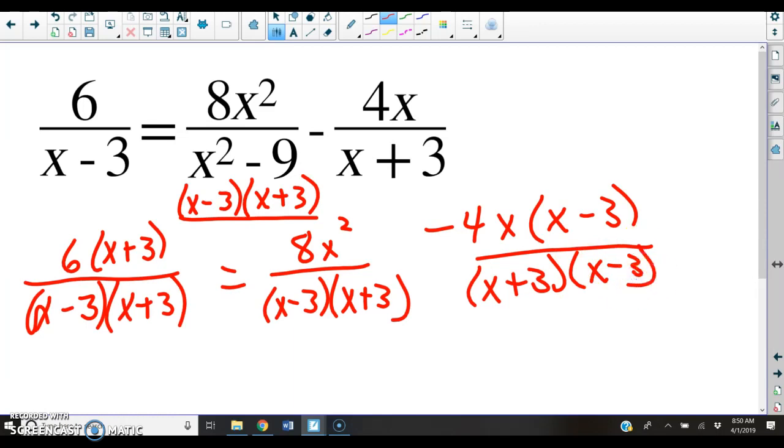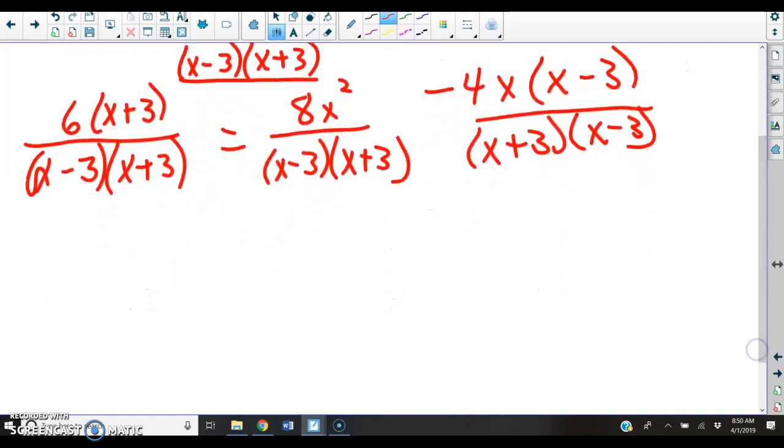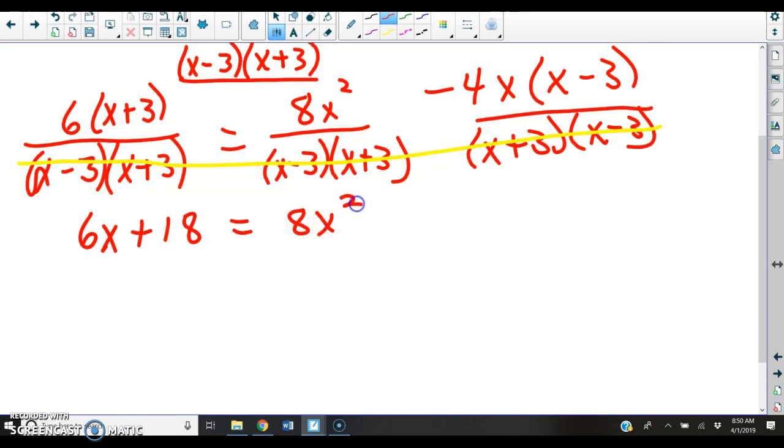Okay, so now I'm going to note x cannot equal 3 or negative 3 because either one would cause us to divide by a 0. That's why it's so important to check. But now that we have those all the same, we could cross them out and just go to work on our equation. This would be 6x plus 18 equals 8x squared. Make sure you remember you're multiplying by negative 4x. So it's going to become positive 12x on the end.